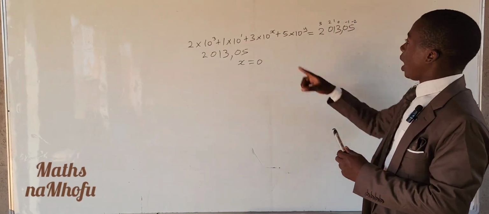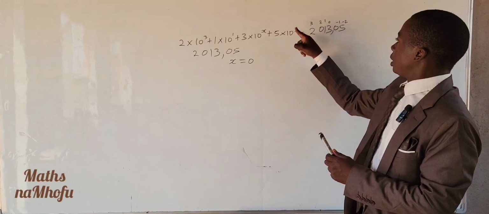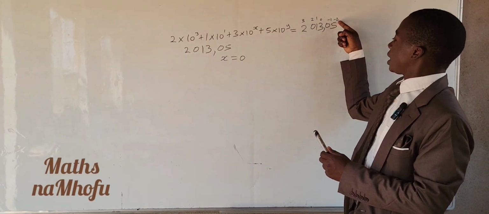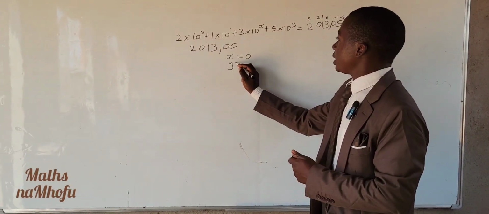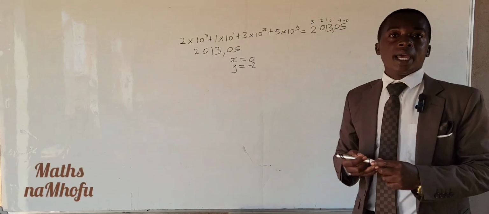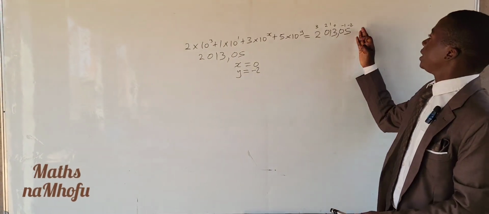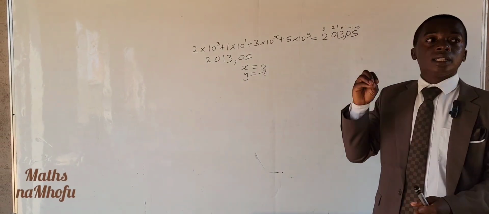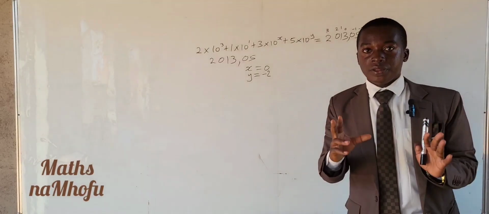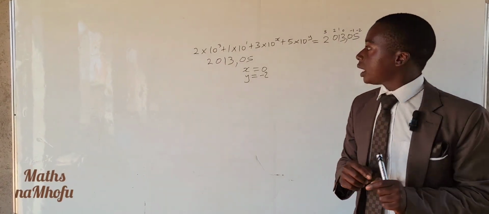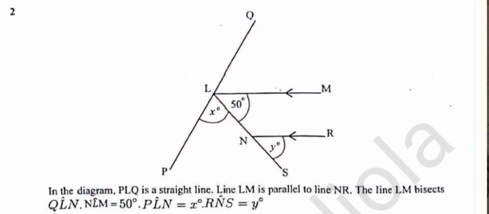And what is our y? It's 5 times 10 to the power y, which is negative 2. So our y is equal to negative 2. As simple as all that. If we had a third number, it means that's 10 to the power negative 3. As simple as all that. Now, let's move on to the second question.